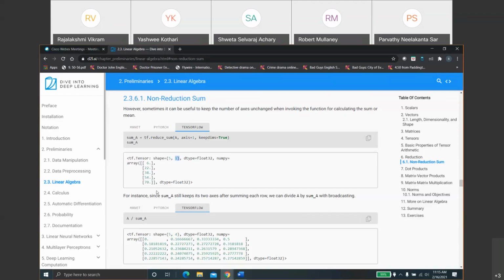In reduction sum, we basically compress 2D to 1D. And here we are keeping the 2 dimensions as 2 dimensions.